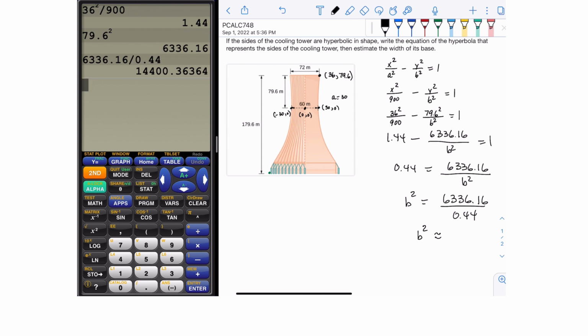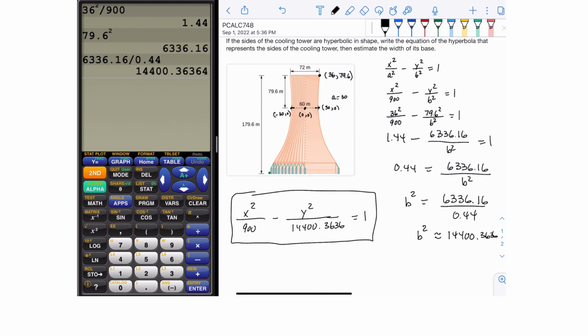Now, since we're potentially using this value of b squared in more calculations, I'm going to use the first 4 decimal places that are presented there. So b squared is approximately 14,400.3636. So that means our equation is x squared over 900 minus y squared over 14,400.3636 equals 1. So there's the equation of our hyperbola.